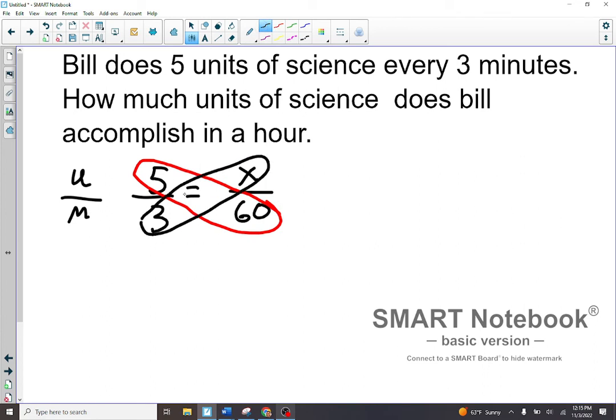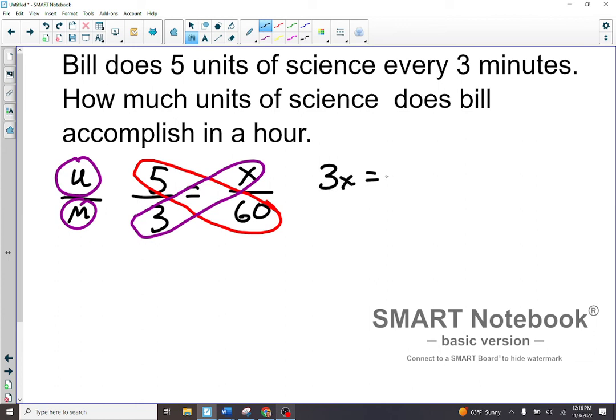How do you know where the 5 and 3 go? It doesn't matter if you make the 5 the top or the 3 on top. What matters is you're consistent. So if I put 5 on top, because that's units, I have to make sure that X is also on top. If I put 3 on the bottom for minutes, I have to make sure the other minutes are on the bottom. As long as you're consistent, it doesn't matter if it's top or bottom.